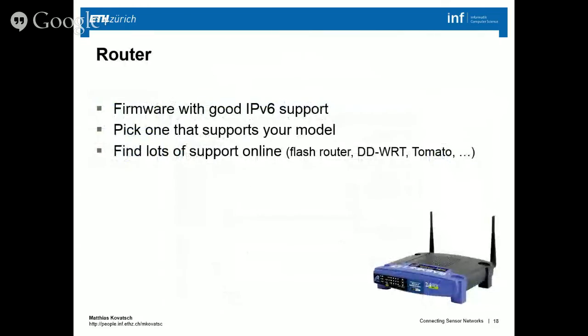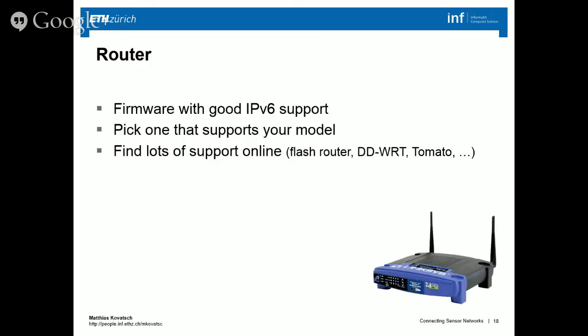Next step, you will need a router that has nice IPv6 support. And usually the commercial firmwares don't have that good support for that, unfortunately. So you can basically choose a custom firmware and flash your router with that one. Whatever you have, there are many choices around. Just pick one that has good support for your model. That's basically you can figure out from forums and the like. And you will find a lot of support online, how you actually do it, how you flash the router, what distributions are there.